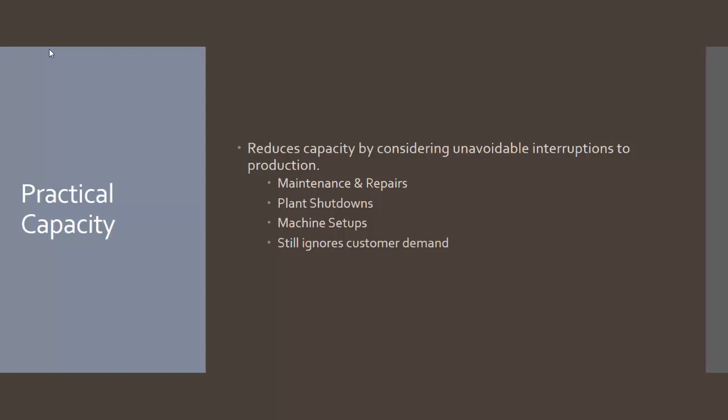This is also going to take into consideration machine setups. You have to set up your machine before you make each batch, so you can't just produce and produce and produce. You're going to have to let those machines sit idle and not producing for a little while so you can do a proper setup. Practical capacity, however, still ignores customer demand. We're not concerned if we can sell these units. This is how many units we could make, considering we do have to do maintenance on our stuff, and we do have to operate fairly safely.